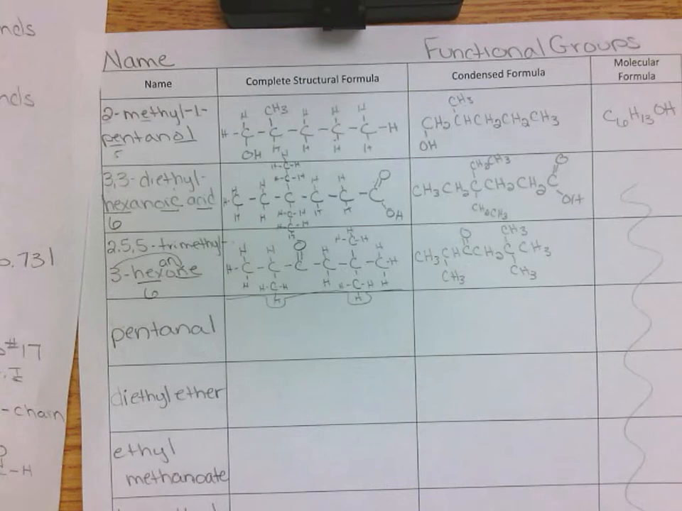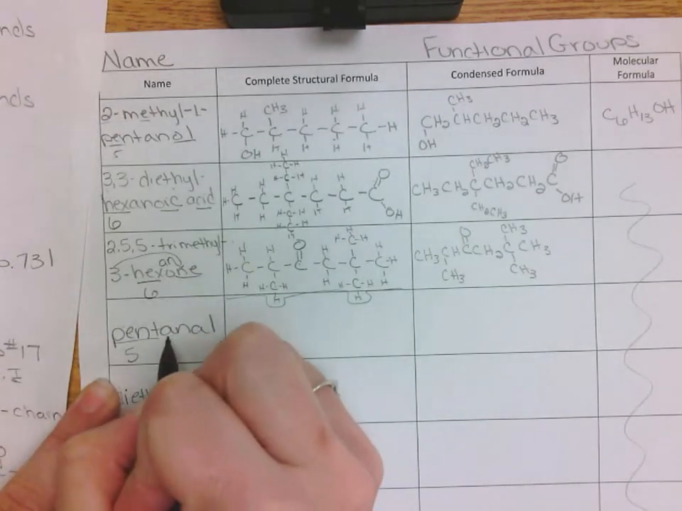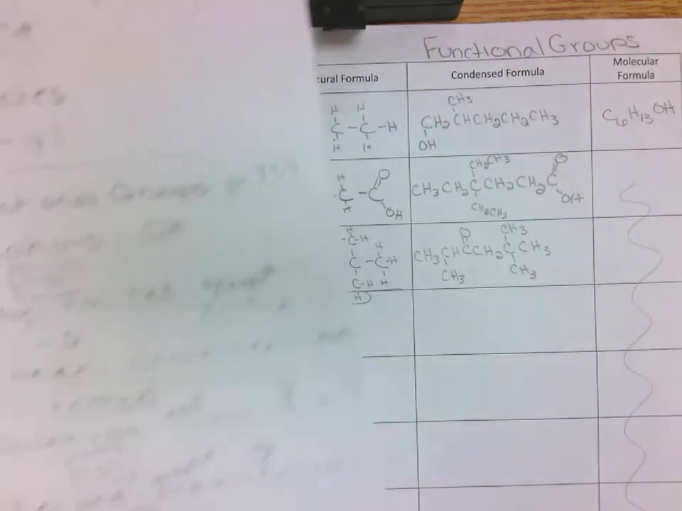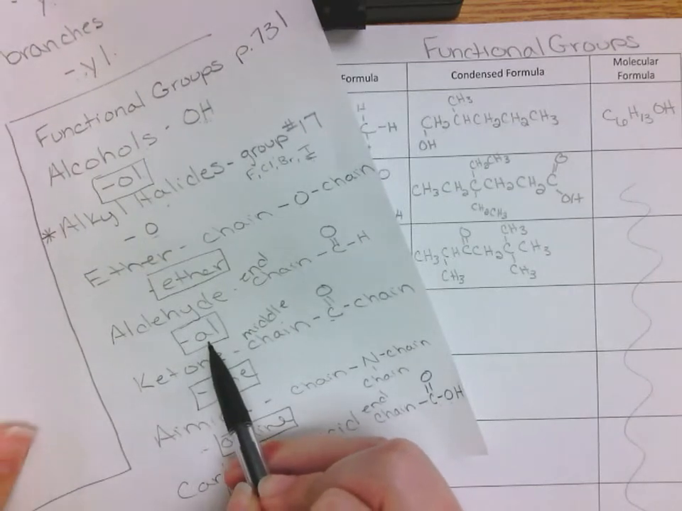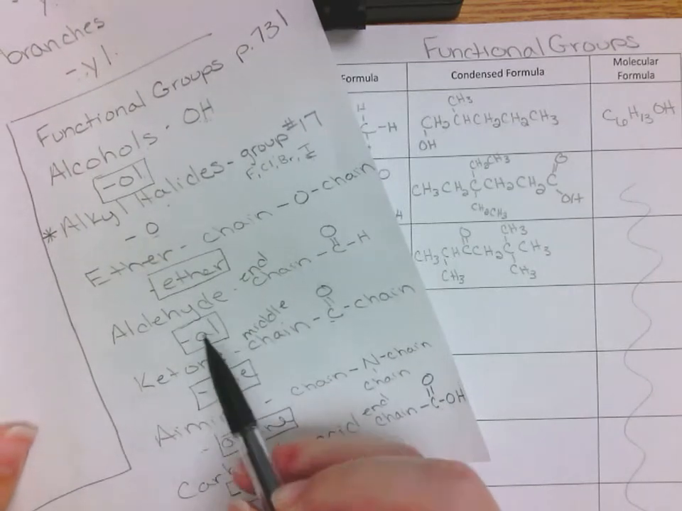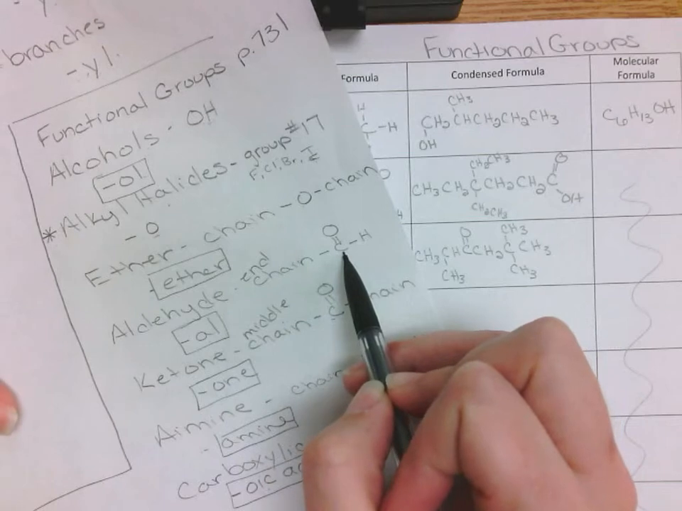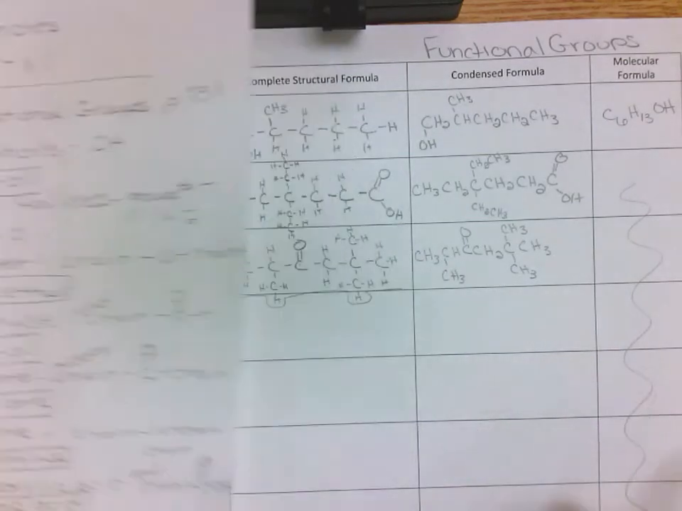Alright, fourth row. Pentanal. Pent tells me 5. AN tells me single bonds. AL, if I look at my functional group, tells me that it's an aldehyde. Aldehydes always happen at the very end of the chain, and it can be on the very first carbon or the very last carbon. It doesn't matter. So it's a double bonded oxygen and a single bonded hydrogen.